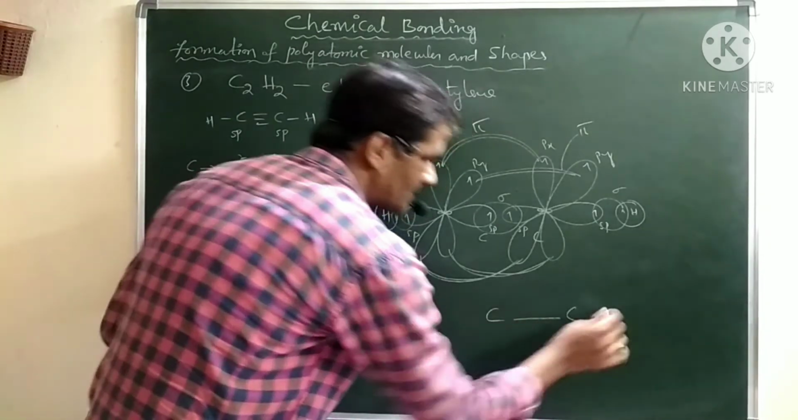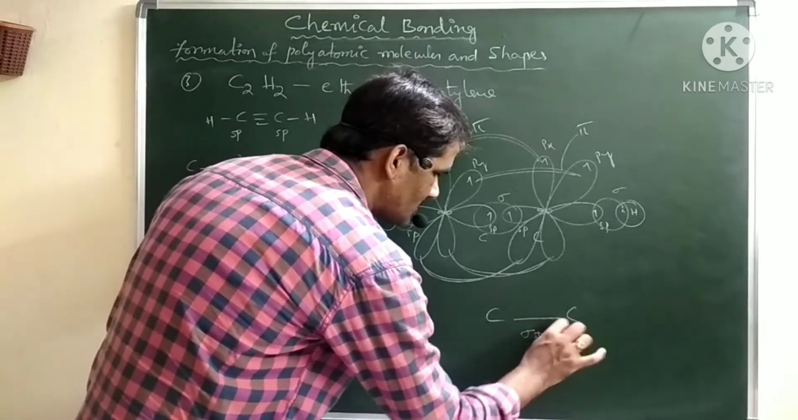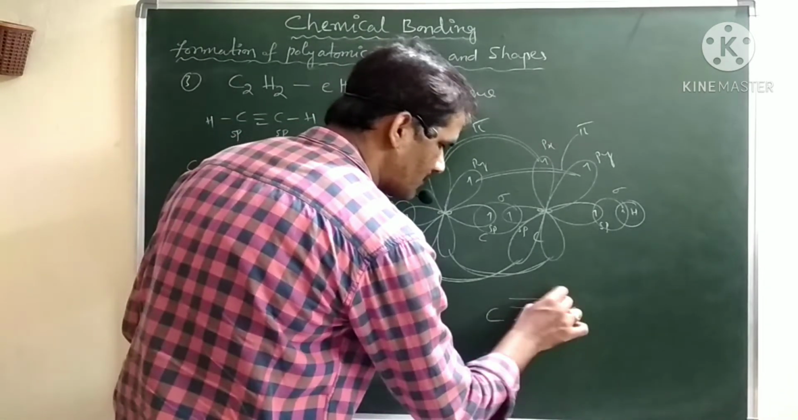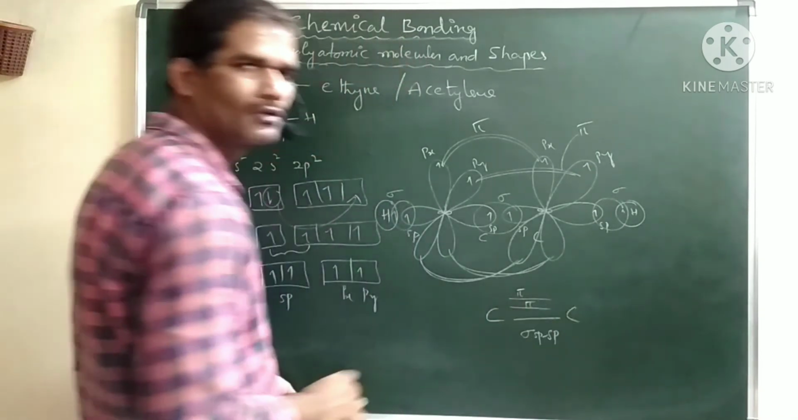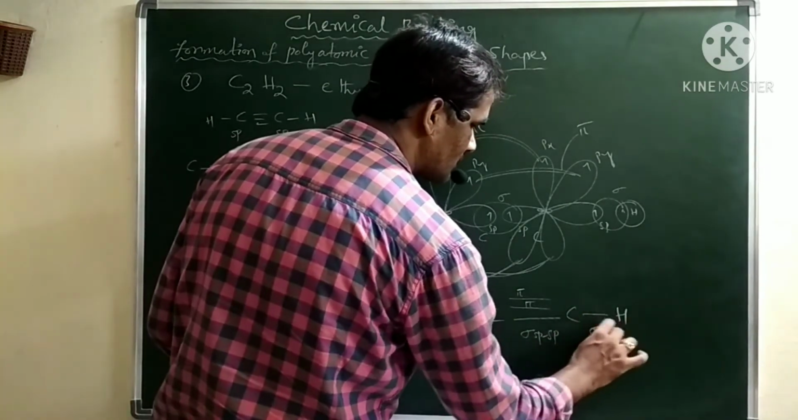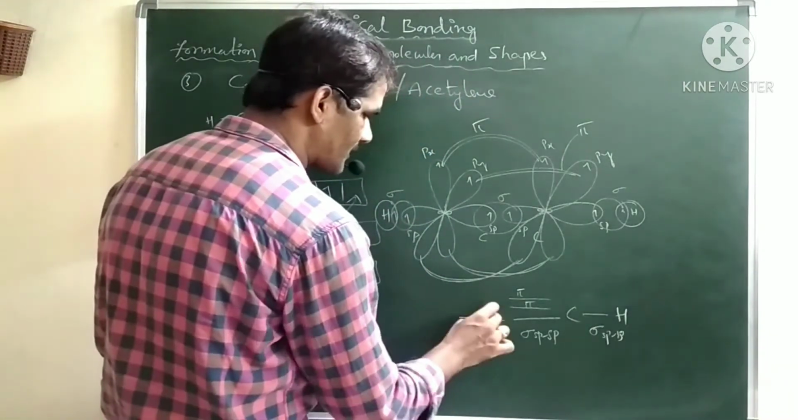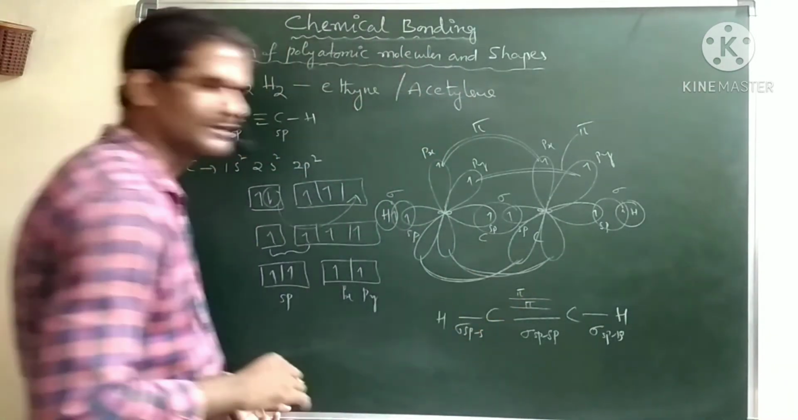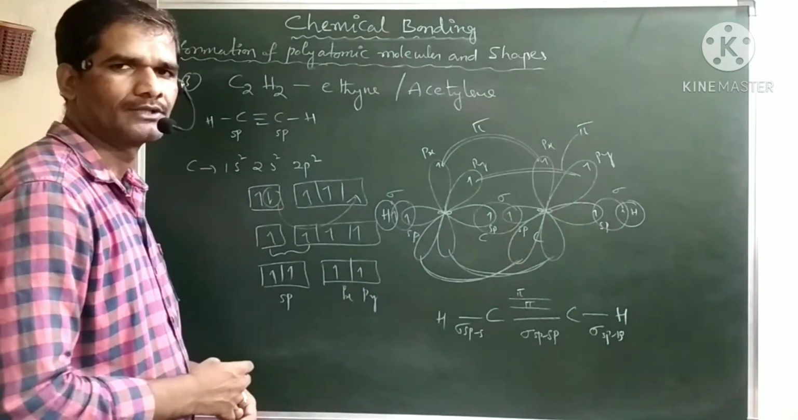First it will form one sigma bond, due to the sp-sp overlapping of hybrid orbitals. Next it will form 2 pi bonds, and that is a p-p overlapping. Apart from this, it will form a sigma bond with hydrogen, due to the sp-s overlapping. In total we have 3 sigma bonds and 2 pi bonds in the ethyne molecule.